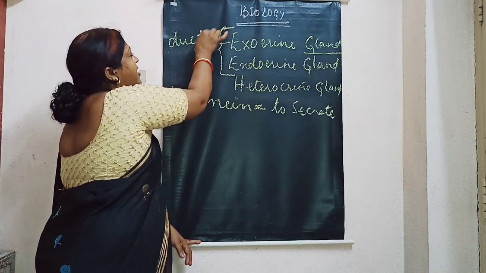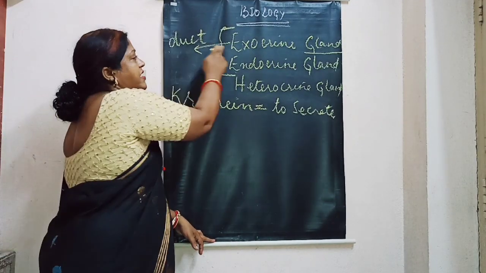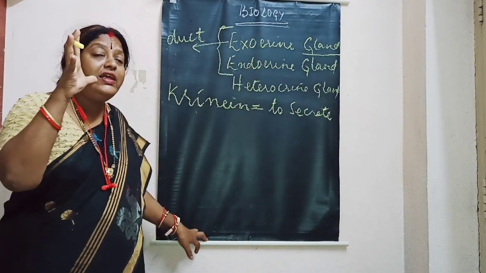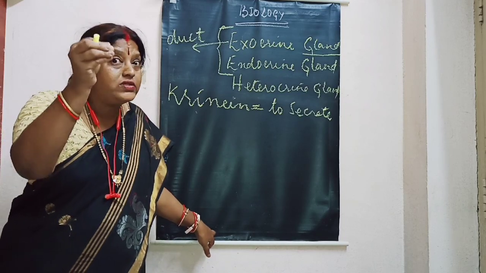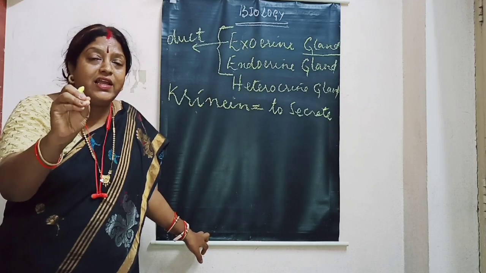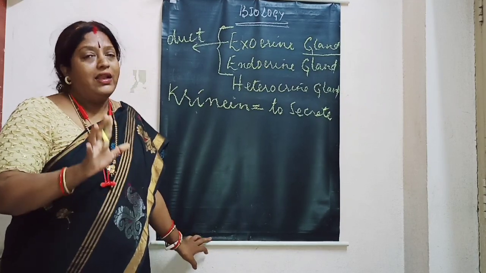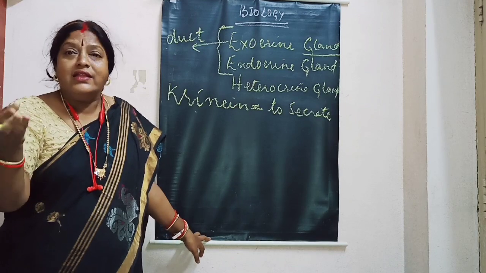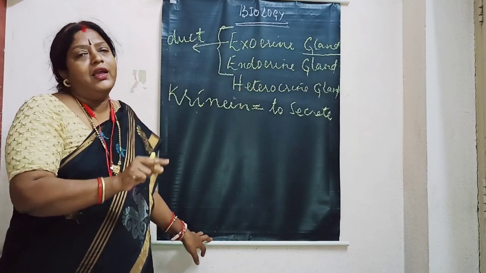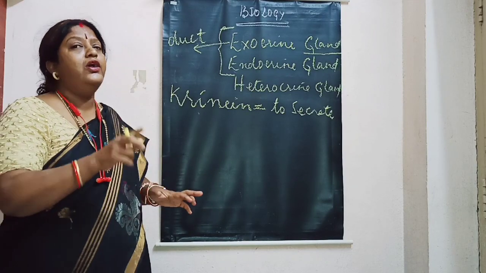So what is an exocrine gland? Glands that drain out their secretion through ducts. Exo means outside, crine means to secrete. They secrete outside. Salivary glands secrete saliva through the salivary duct into the buccal cavity. Similarly, gastric glands secrete gastric juice through gastric ducts into the lumen of the stomach. Like that, pancreatic glands secrete pancreatic juice through the pancreatic duct into the duodenum. All these glands drain out their secretion through ducts.